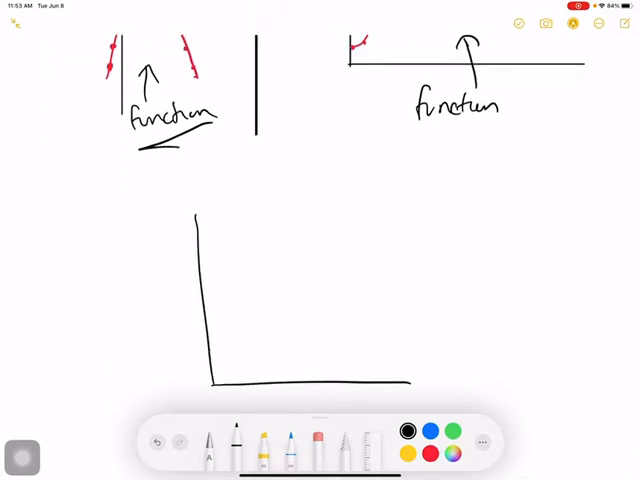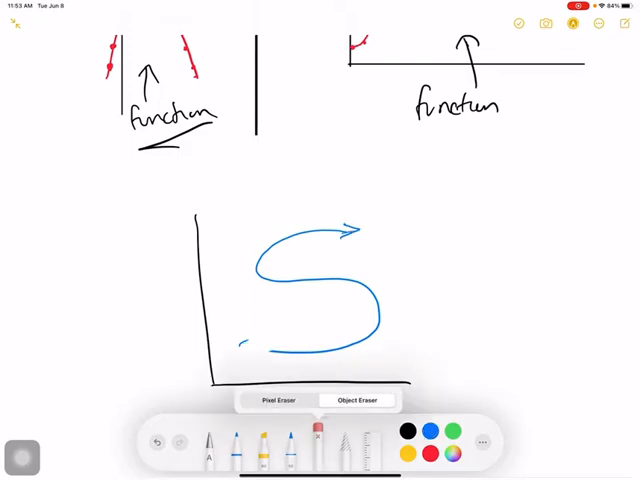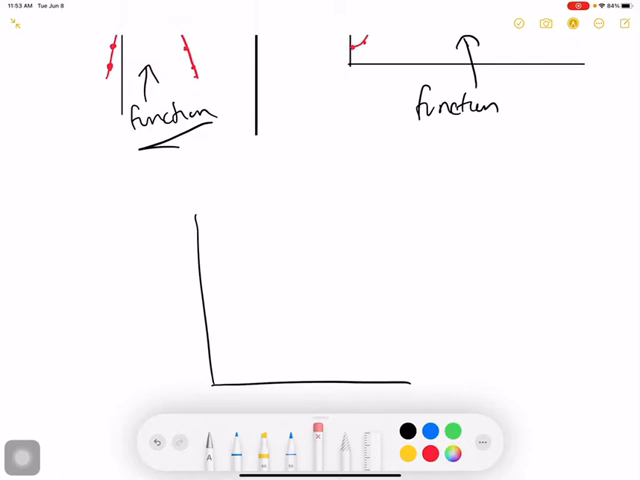But let me give you an example of something that's not going to be a function. I'm just going to draw my Cartesian coordinates here and sketch a graph, something more common, something we might actually see. I'm going to draw a parabola like that. That's going to be my graph.